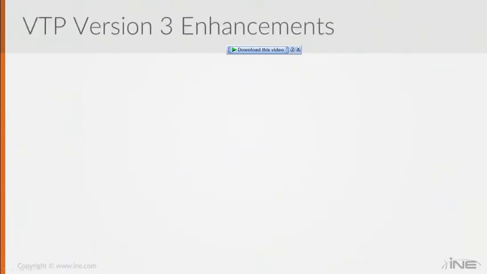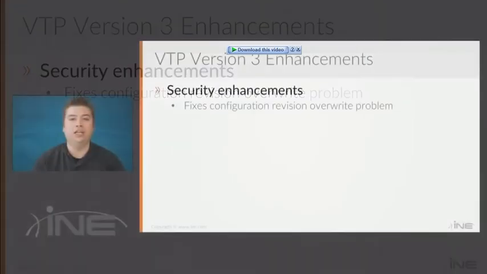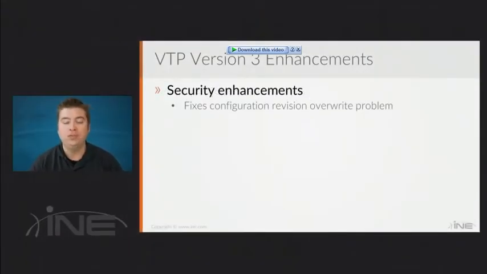So the first enhancement, the main one, is going to be the security fix to the configuration revision problem that we talked about before, where the issue is that in VTP version 1 or version 2, if a client or a server is added to the topology and they have a higher configuration revision number than the current topology, they're going to overwrite the database with whatever information that they have locally. So even if that local information is no VLANs, essentially whoever has the highest revision number is going to win and then overwrite the rest of the topology.